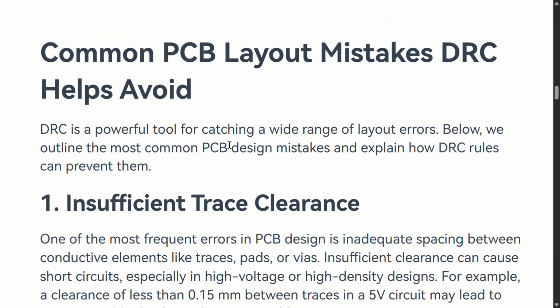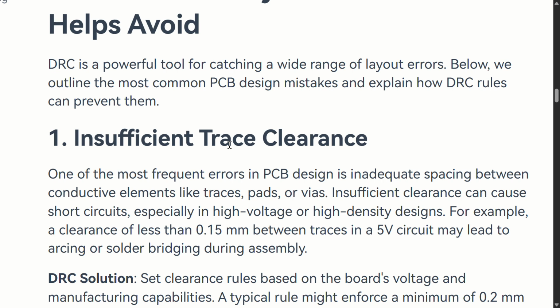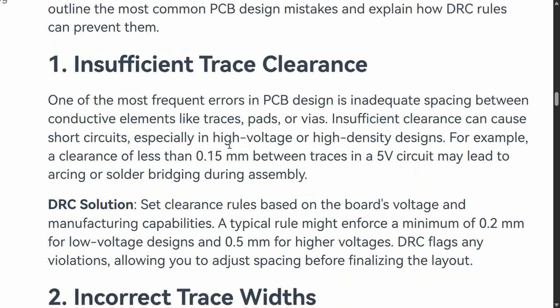So coming to the common PCB layout mistakes DRCs help avoid. First one is insufficient trace clearance. I already told you the minimum clearance between two copper traces is 0.15 mm, which is already mentioned over here. One of the most frequent errors in PCB design is inadequate spacing between conductive elements like traces or wires. Insufficient clearance can cause short circuits, especially in high voltage or high density designs. For example, a clearance of less than 0.15 mm between traces in a 5-volt circuit may lead to arcing or solder bridging during assembly.